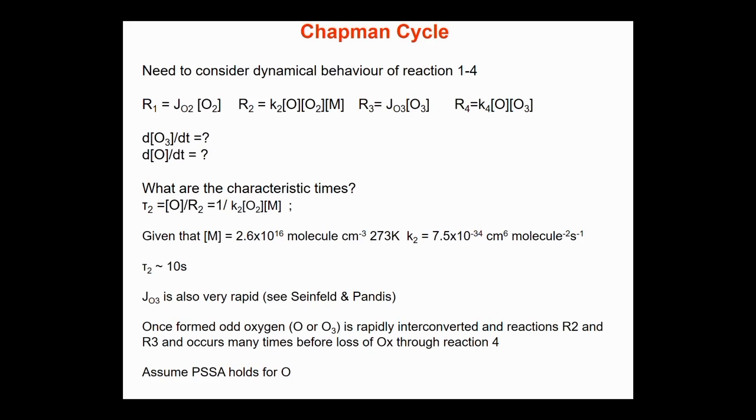What about the rate of change of oxygen? Right, so we've got two. I think Gordon's used capitals, hasn't he? Yeah. So it's formed here, but you form two oxygen atoms for each photolysis. So we need a 2. We lose it through R2. We get it back through R3.